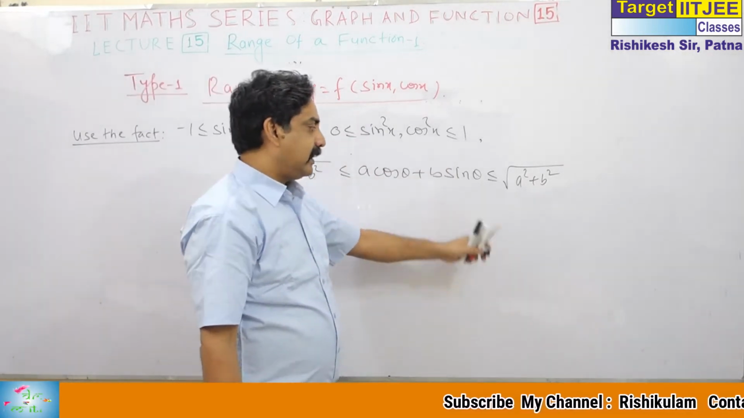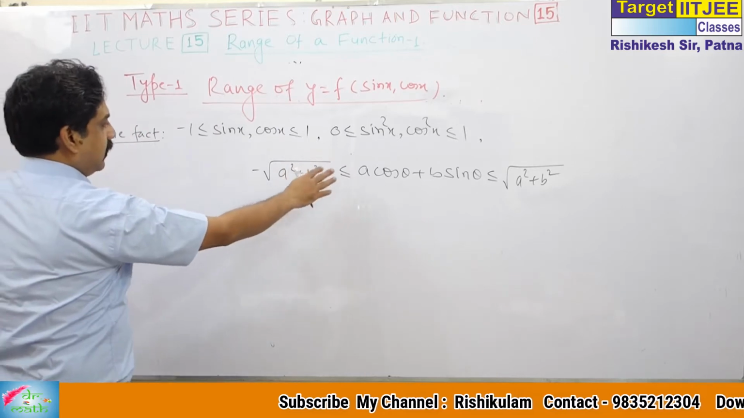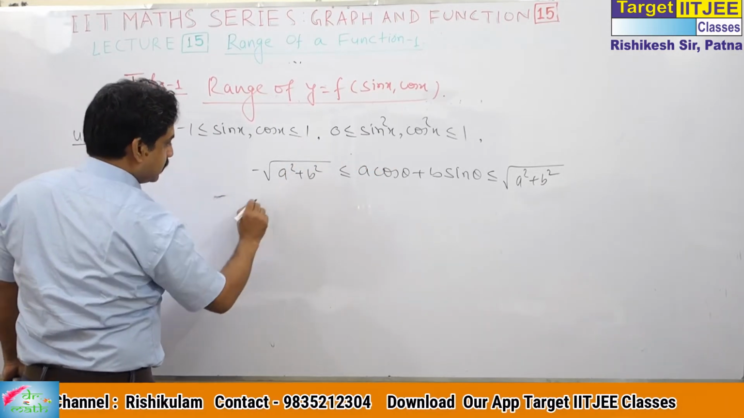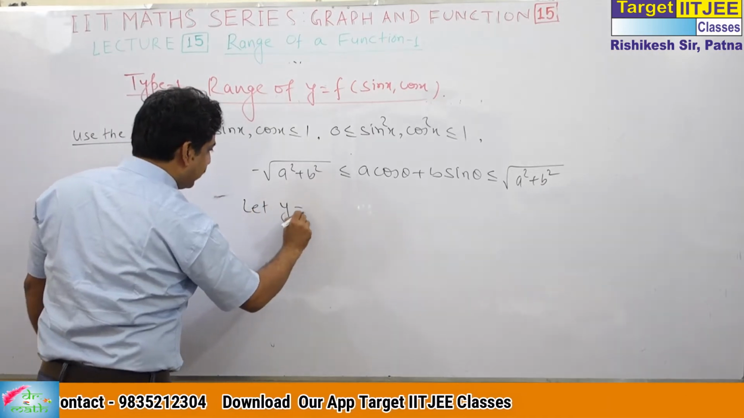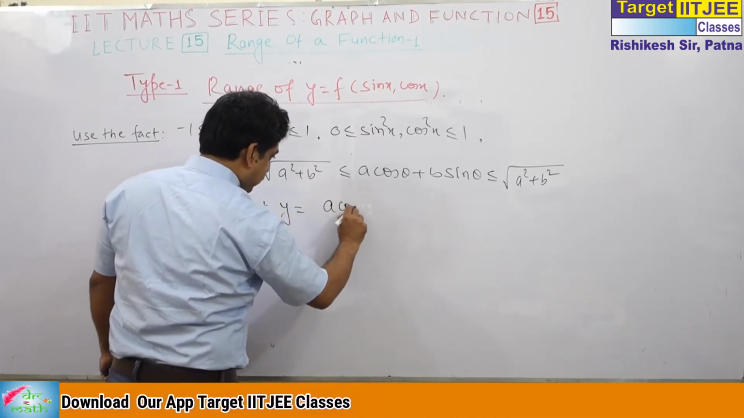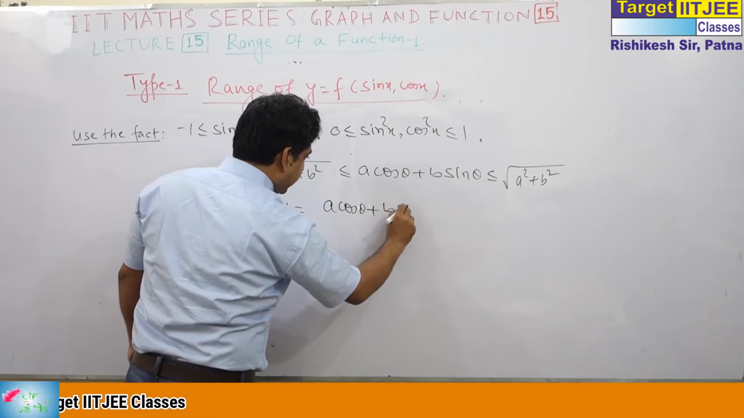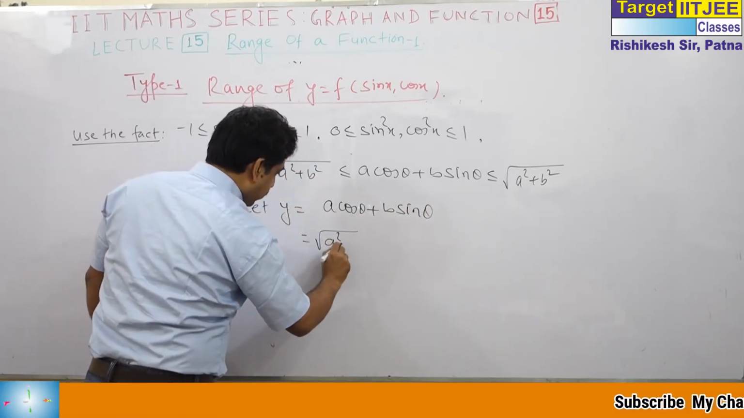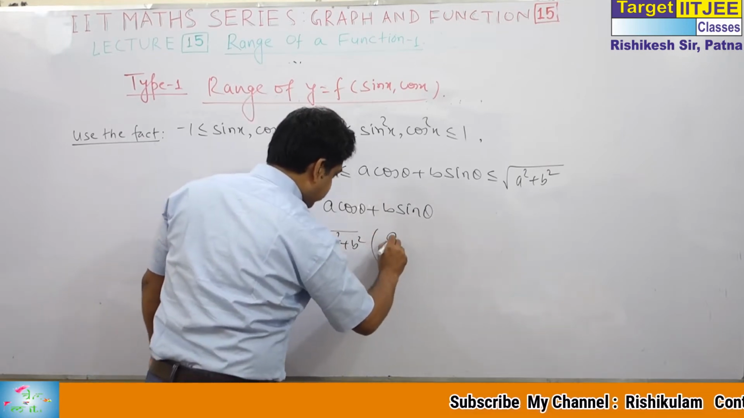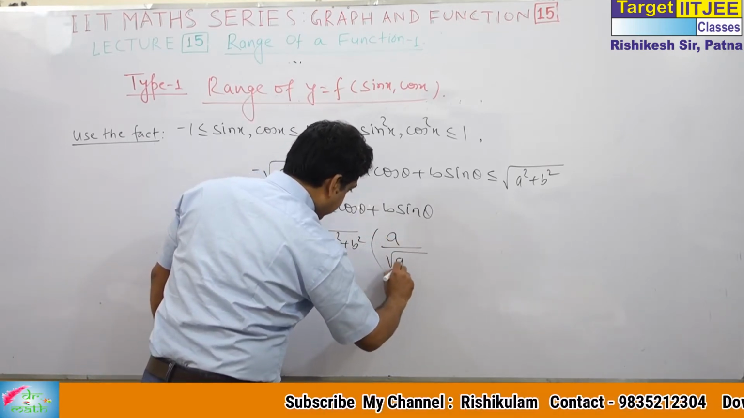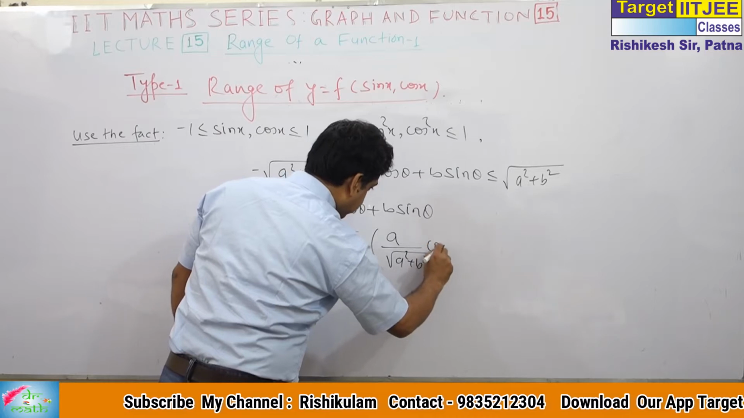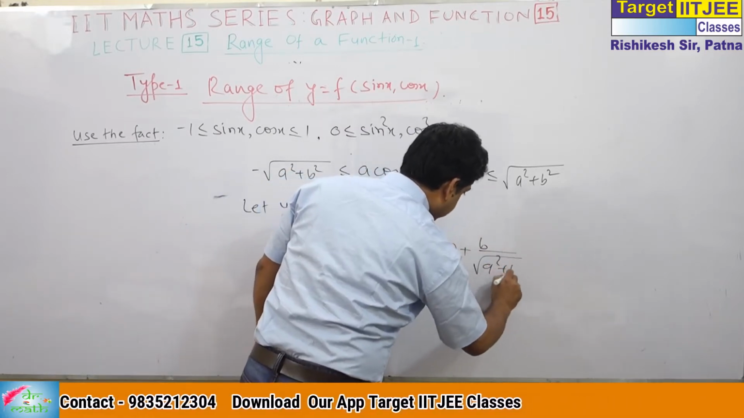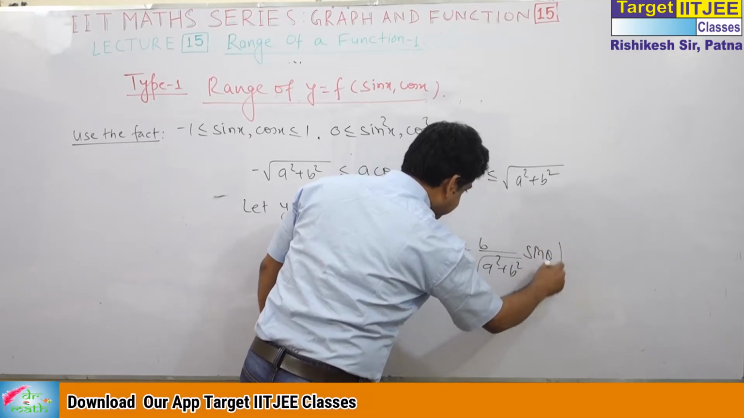Now let me prove this. Actually, I have done that in class 11. a cos theta + b sin theta. Take root over a square plus b square common. This is a by root over a square plus b square cos theta plus b by root over a square plus b square sin theta.